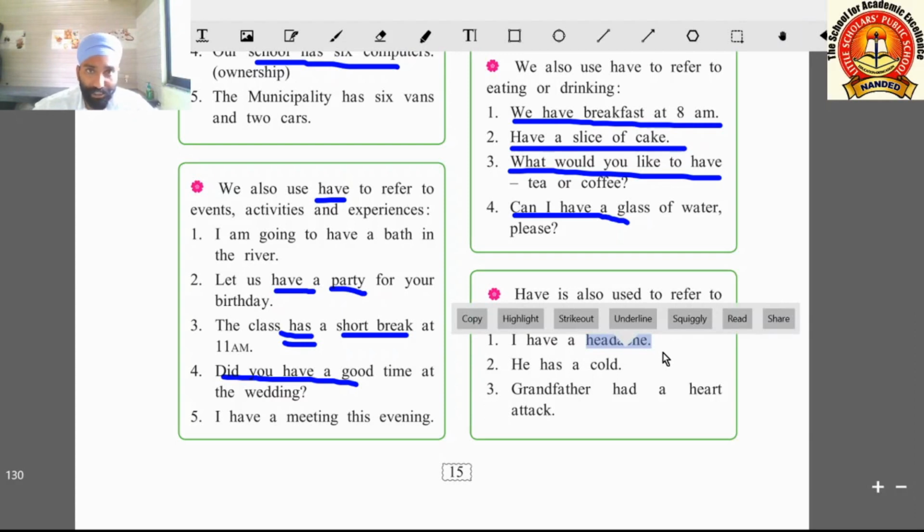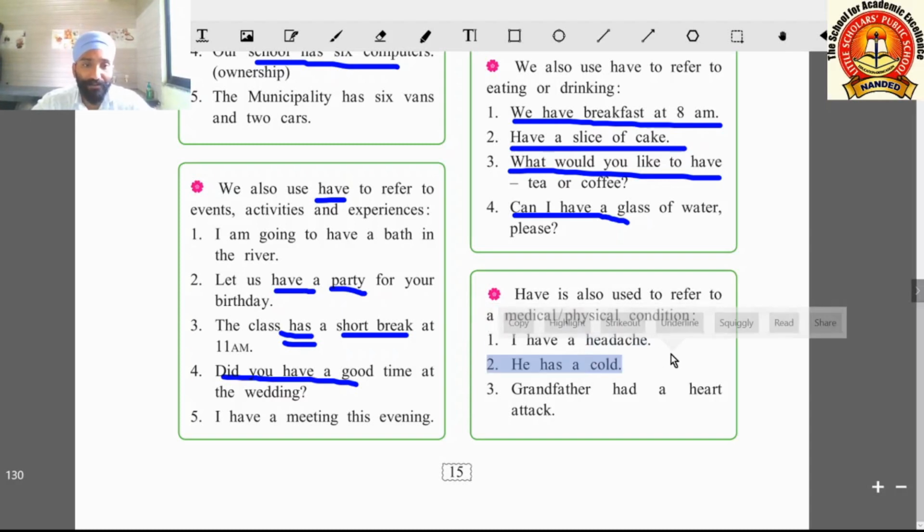If a continuous action is there, suppose you are taking your meal now and your eating process is going on, you can say I'm having my lunch, or I'm having my breakfast, or I'm having my dinner. You can say this way because presently your action is going on. But the verb have is mainly used to show the state of being, not continuous action. This is why we cannot say I am having a headache. Even if at present you have a headache, you have to say I have a headache. He has a cold.